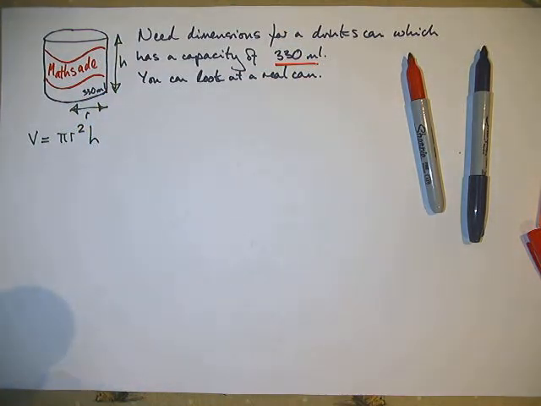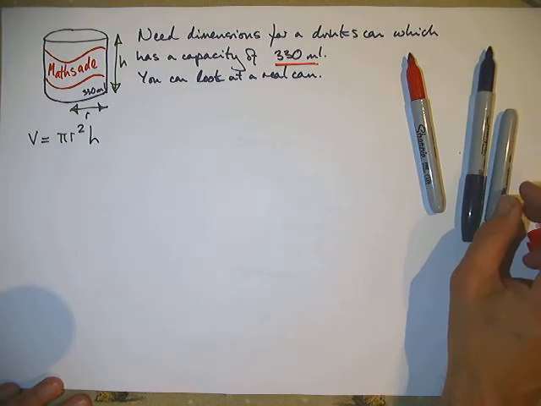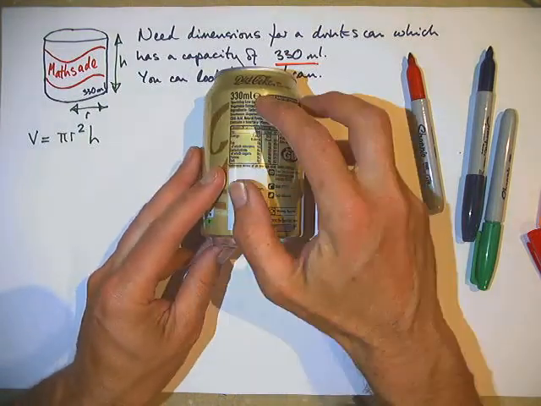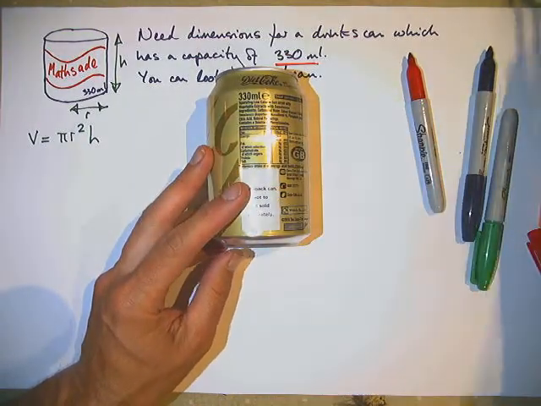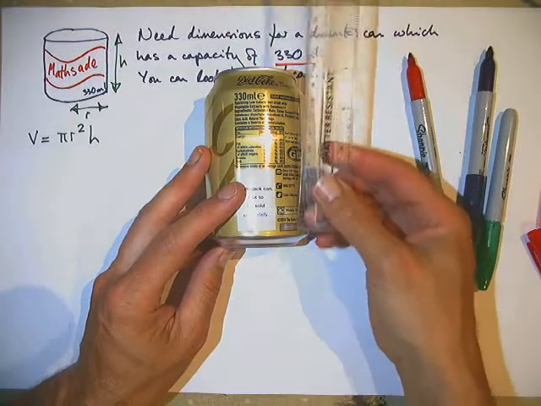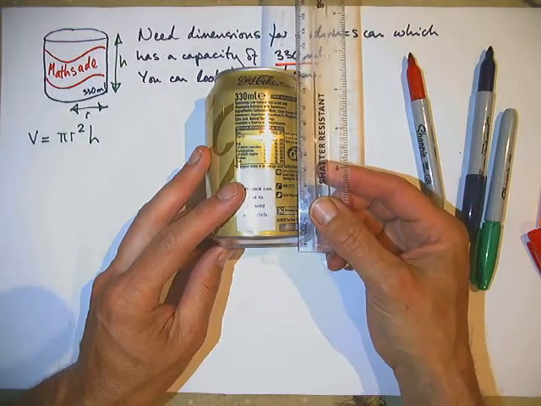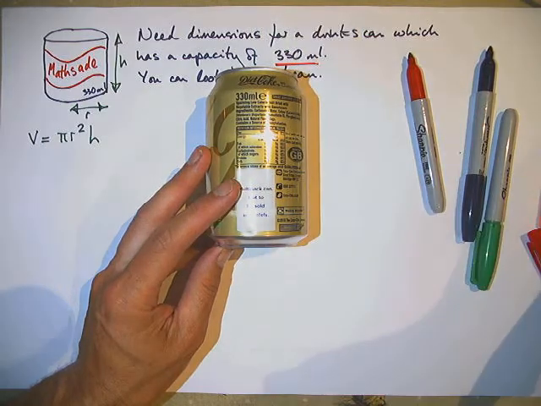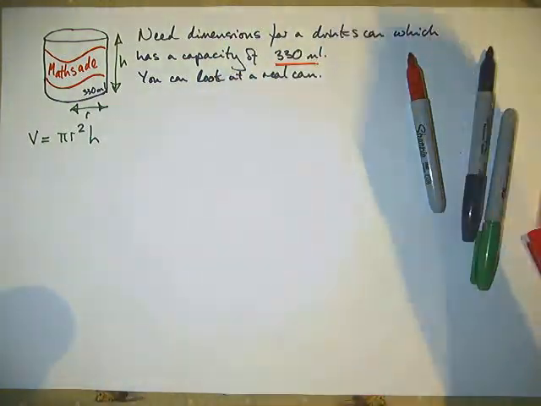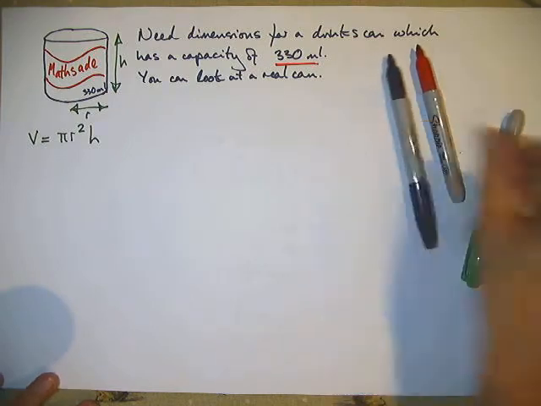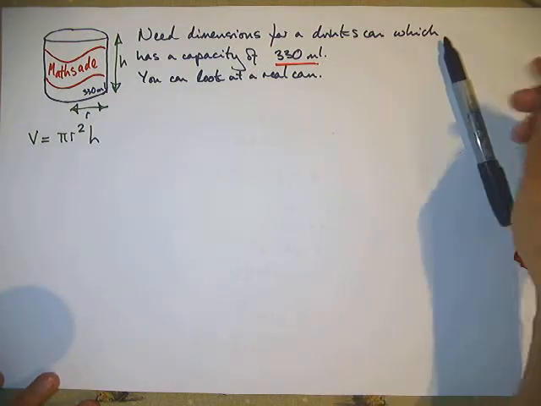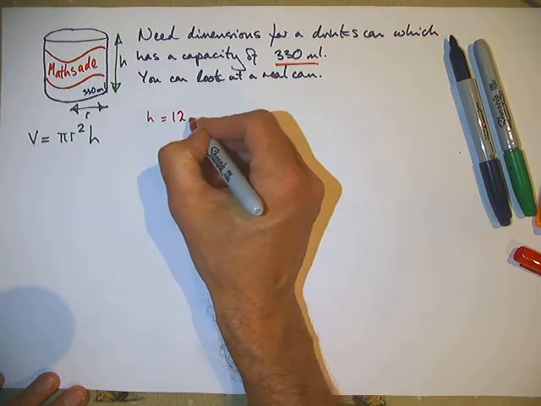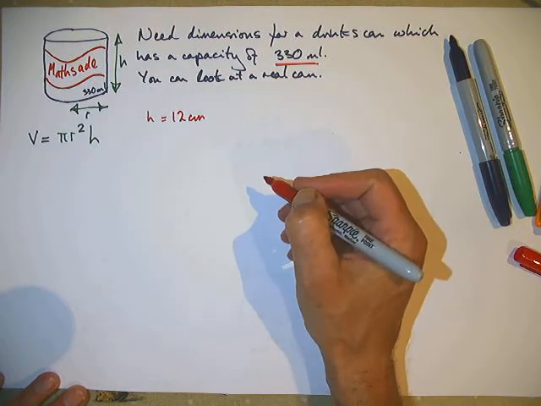But we have a choice of both of them. You can look at a real can. Right then, we've got a real can. This happens to be one. 330 is a standard volume. How tall is that roughly? That's roughly 12 centimeters tall. So, if they want us to do that, let's start with that as a possibility, shall we? If the height is 12 centimeters, can we find a possible radius?